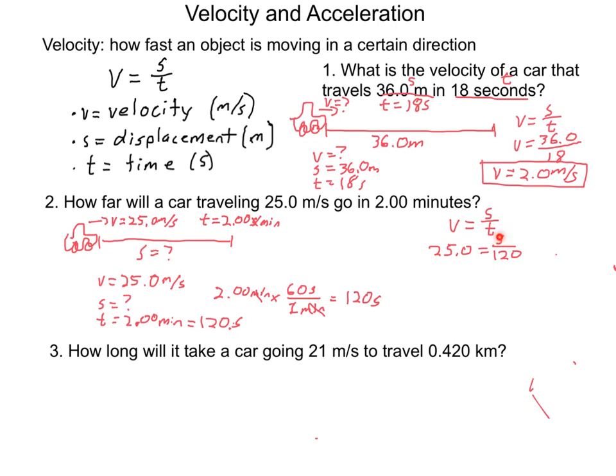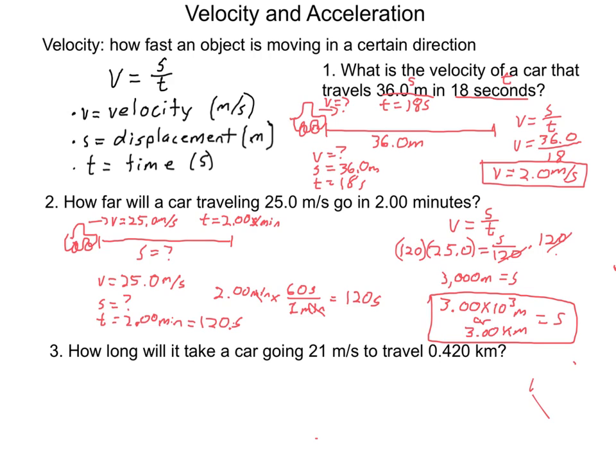Now back over here to the algebra, multiply both sides by 120 and I figure out my displacement. And whenever I multiply 120 over, I come out with 3,000 meters, but looking back at significant figures, 3 sig figs in the velocity, 3 sig figs in the time, meaning my answer, lowest number is 3, I need my answer reported to 3 significant figures. 3,000 only has 1. If I put a decimal at the end, it would have 4.